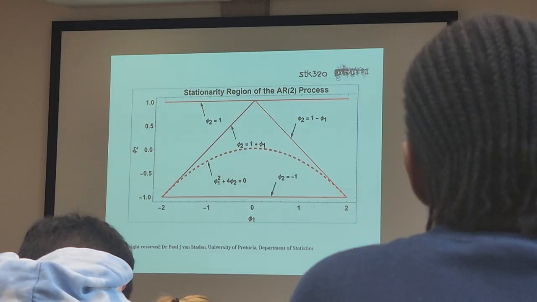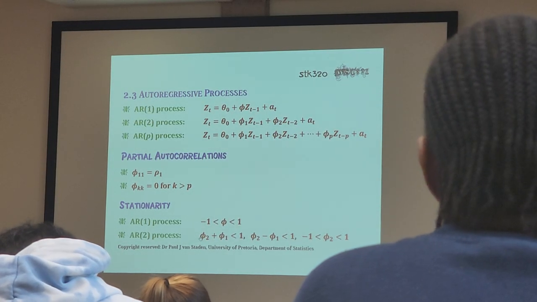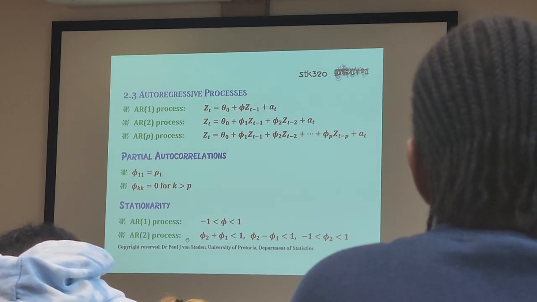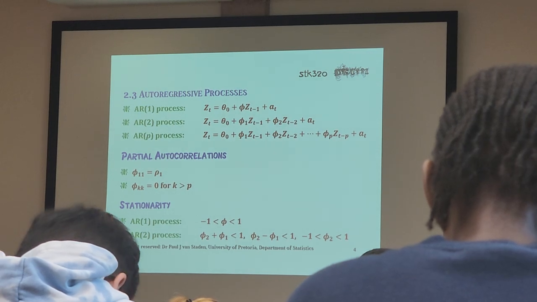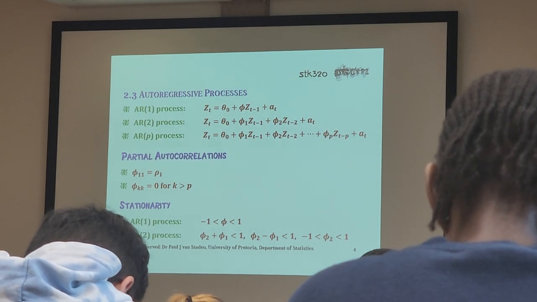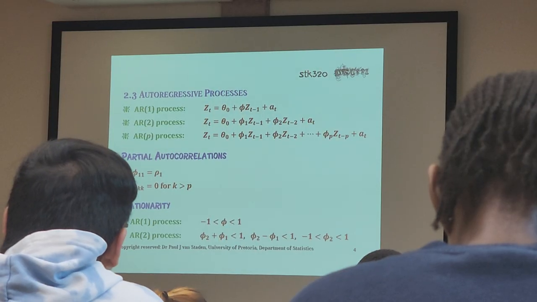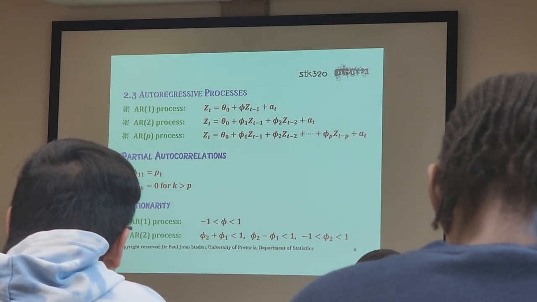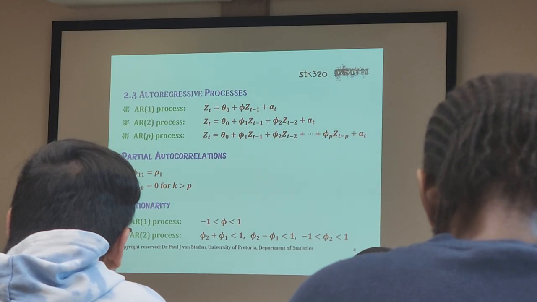Because for an AR2 process to be stationary, these are the three restrictions we have to place upon the parameters of that process. So for an AR1, there's just one parameter, phi, and if that phi is between -1 and 1, we have stationarity. Very straightforward. When we have an AR2 process, with our two parameters, we get three conditions.